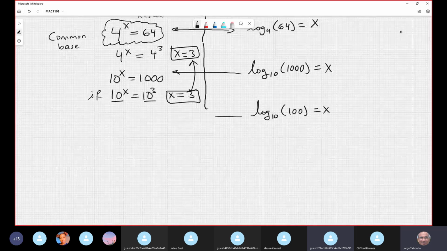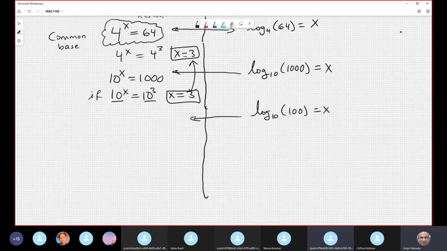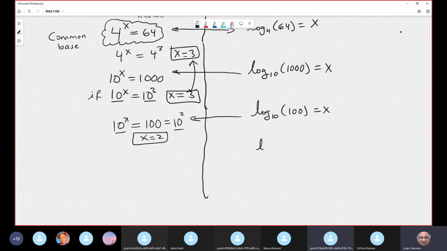Suppose I have no idea. I convert to exponential. The base is 10. The exponent, I don't know. And this is 100. I know that 100 is 10 to the second power. Therefore, same base, x equals 2. What about logarithm base 10 of 1 million? Using the same common sense. Remember, this was 3, this was 2, and this is 6.